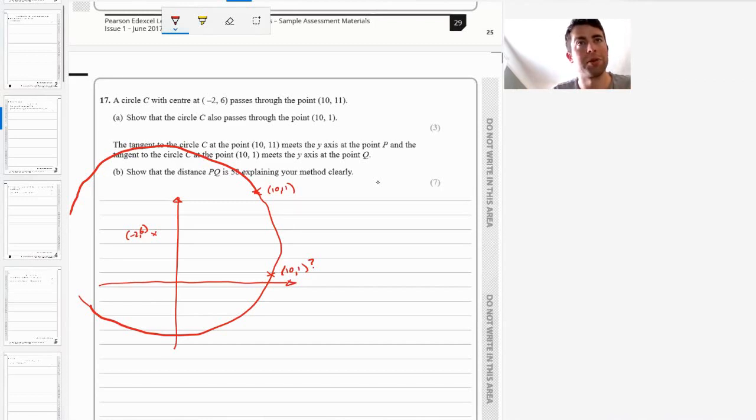The tangent to the circle at the point 10, 11, so that's down here, meets the y-axis over here at the point P, and the tangent to the circle over here meets it at Q. Oh my God, that's all the way down there. Look how useful this sketch is. Show that distance PQ is 58.